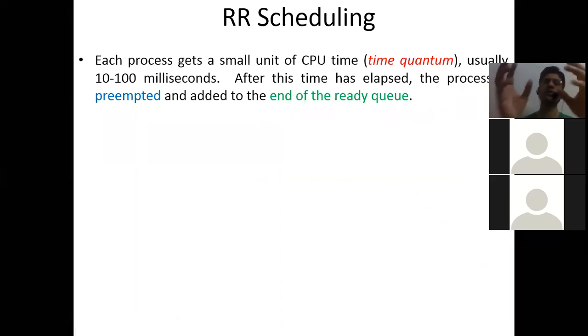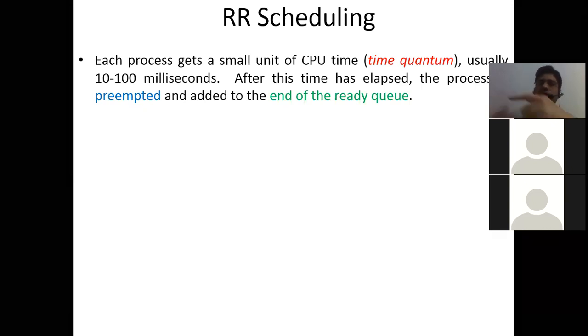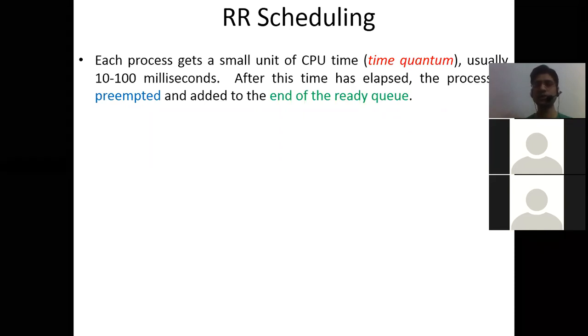So round robin scheduling is something like this. Suppose there are three persons in a queue, one, two, three, and the first person has the CPU for processing. Once the time slot expires, it turns back and is sent to the end of the ready queue, and the next process in the queue has the chance to go to the CPU. Once its time slot expires, it again comes back to the end of the ready queue. So this is how round robin scheduling works.